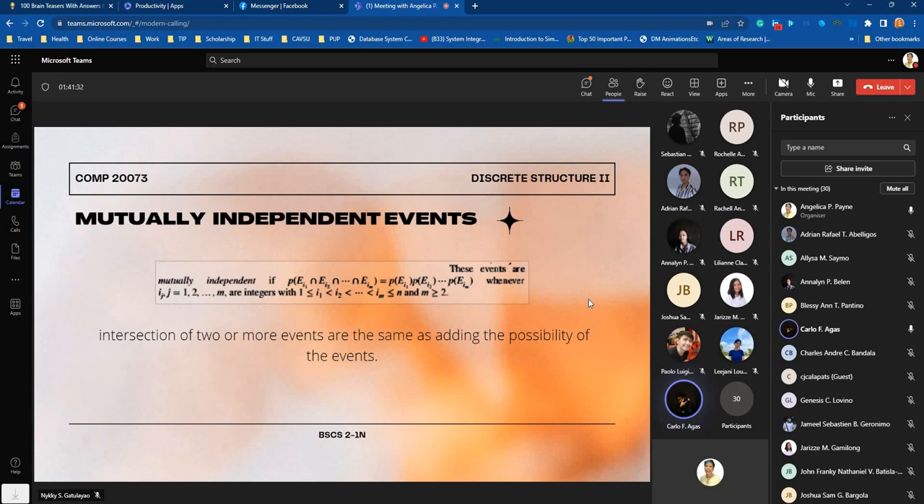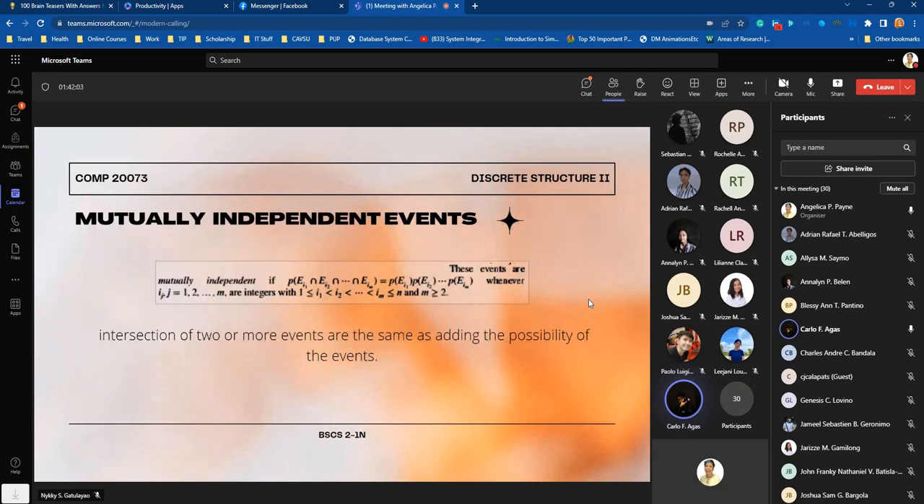Yan. Kaya kung makikita natin yung lifted na definition right out mula sa book, yan sa taas, these events are mutually independent if probability of E sub I sub 1 intersection E sub I sub 2 intersection ellipsis E sub I sub N. Kung makikita natin, hindi lang siya limited sa dalawa. Pwede pa siyang dumami ng dumami.